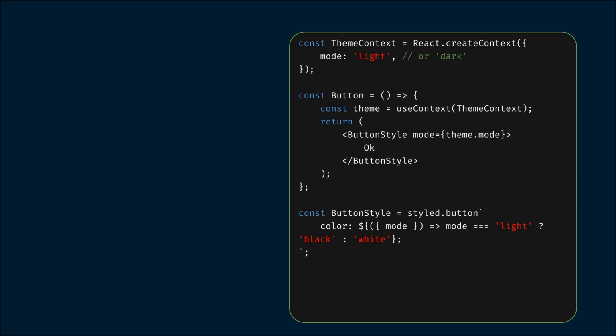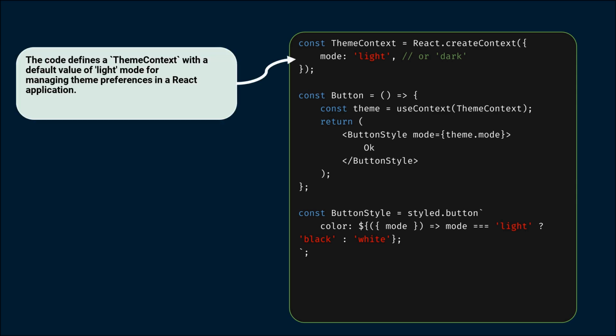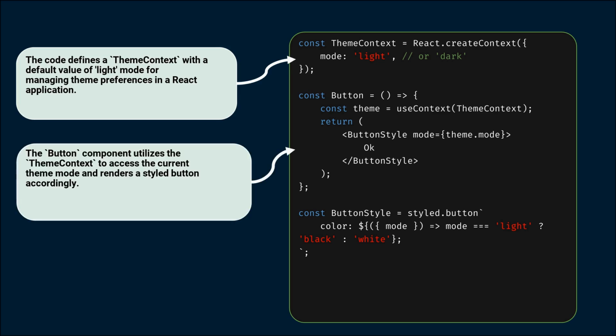Now let's implement the theme context, which is essential for managing user preferences regarding light and dark modes. We begin by creating a theme context using React createContext, initializing it with a default mode set to light.